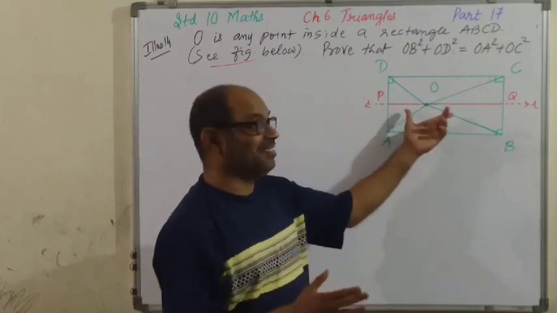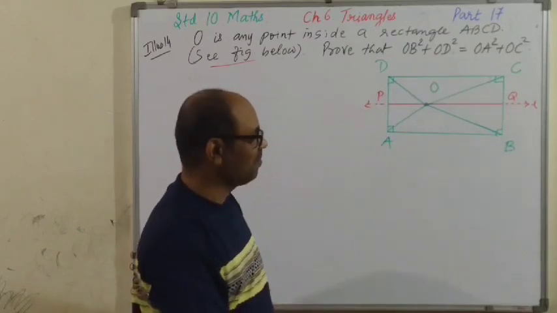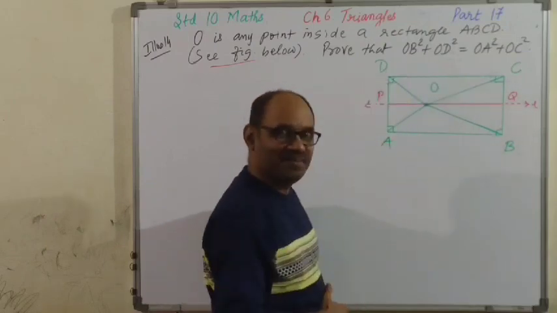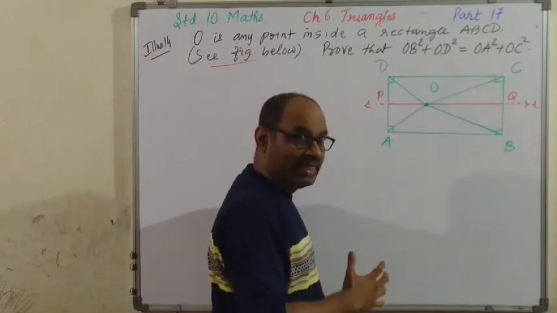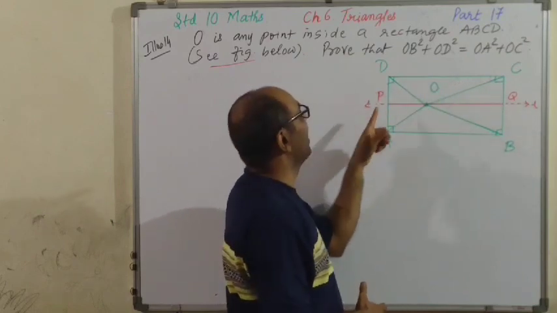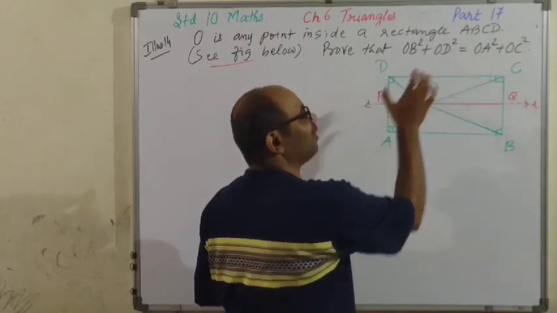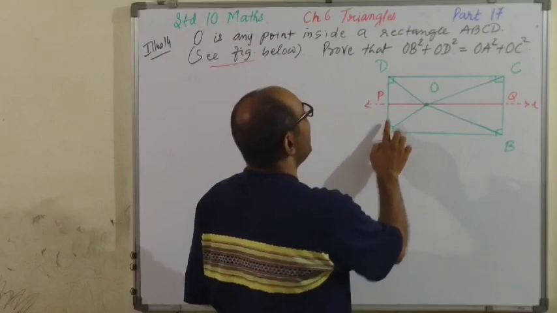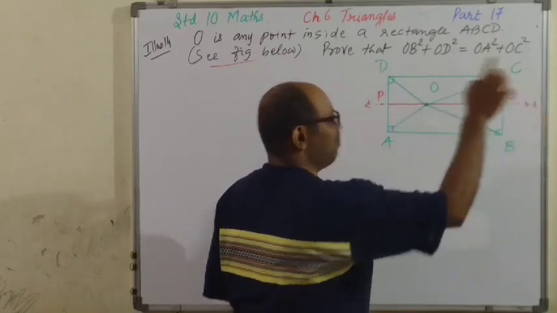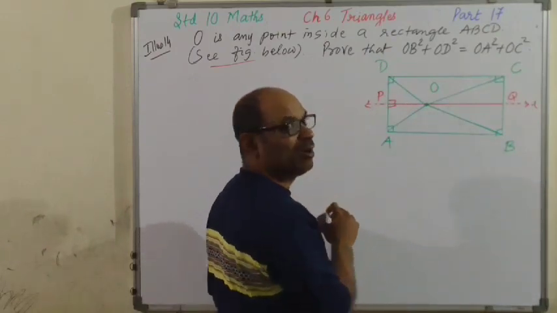By taking this line parallel to CD, what happened? See now. PQ is parallel to CD. Correct? We have taken that. Line through O and parallel to CD intersects AD in point P and BC in point Q. So PQ is parallel to CD. AD is perpendicular to CD. So AD will be perpendicular to the red line as well. Are you getting me? ये भी perpendicular होगा.